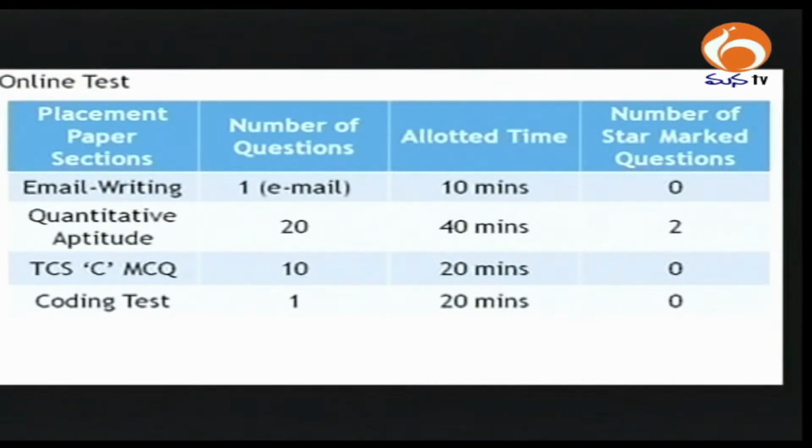So there are 4 sections in the written assessment. You have email writing skills, where you have one email which you need to write within 10 minutes. So the time allotted or stipulated is 10 minutes. Within 10 minutes you need to write this email.